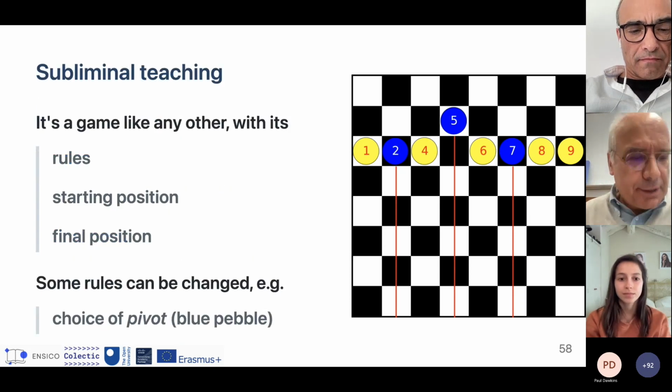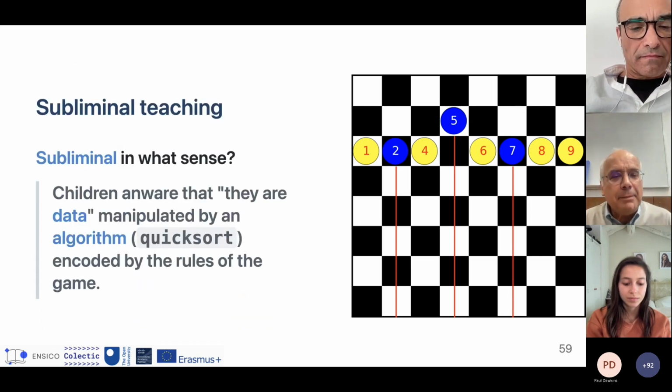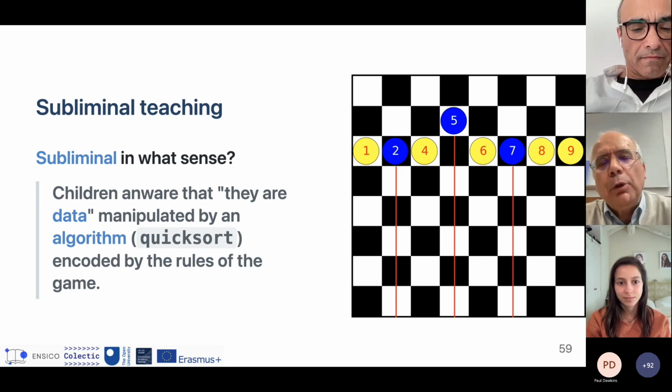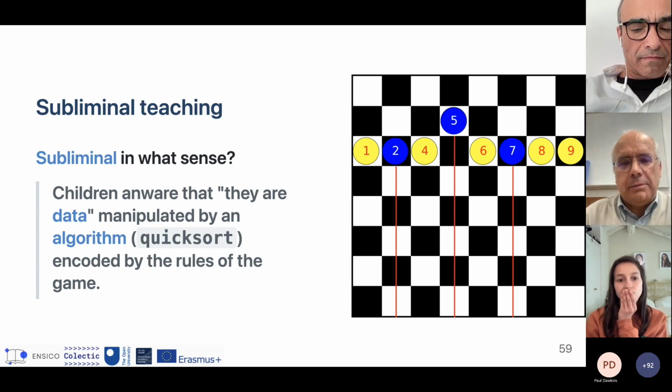So what is this? This is subliminal teaching of sorting. Subliminal in what sense? Children are playing this. They understand the rules that we tell them, but they are unaware that, in particular, if they are dancing or playing on the floor, they are the data. They are the numbers that are manipulated by an algorithm, which in this case is quicksort, encoded by the rules of the game.